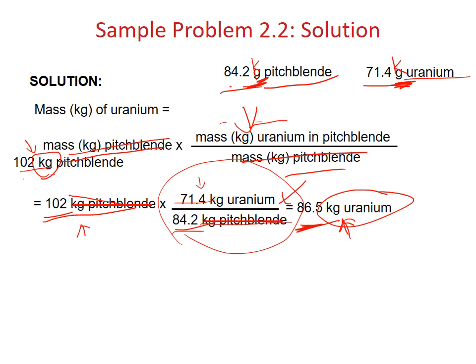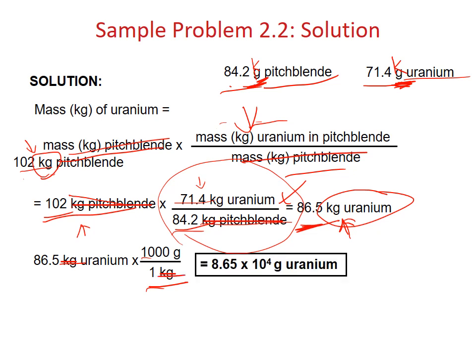We start with kilogram, we end up with kilogram. Now the question asks about grams of uranium. So for the last step, you use a conversion factor, 1 kilogram equals 1000 gram. The kilograms cancel, and that gives you the final answer, 8.65 times 10 to the 4th power gram uranium.